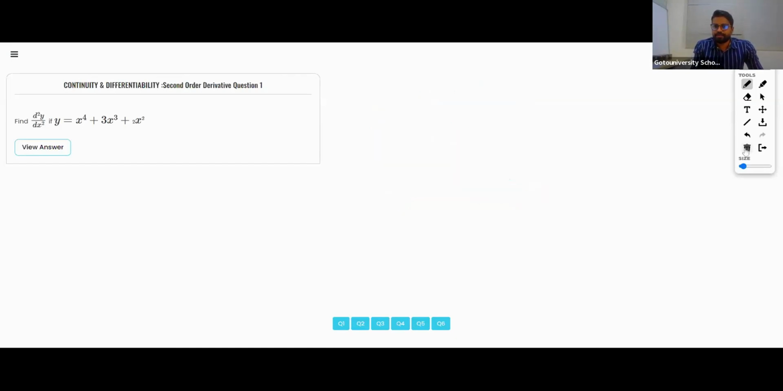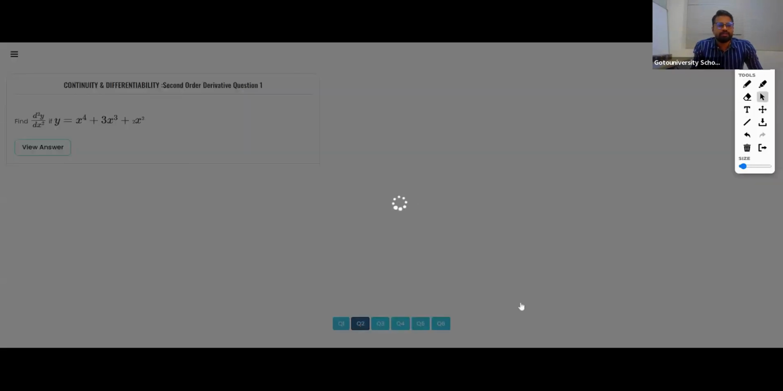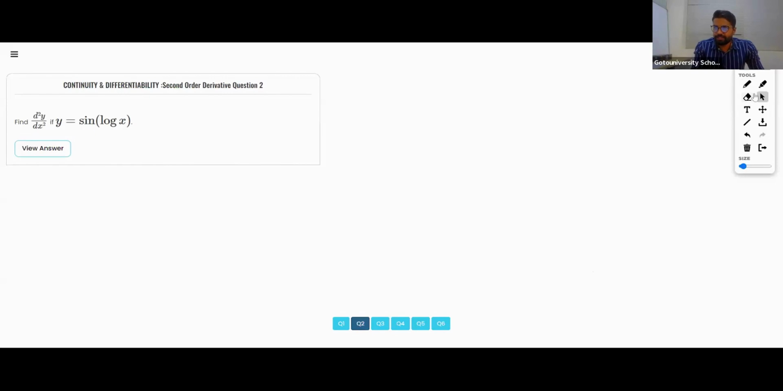Right? Quickly going to the next question. Let's finish it off and we'll be done with the differentiation, second part of continuity and differentiability. So y is given as sine of log x.